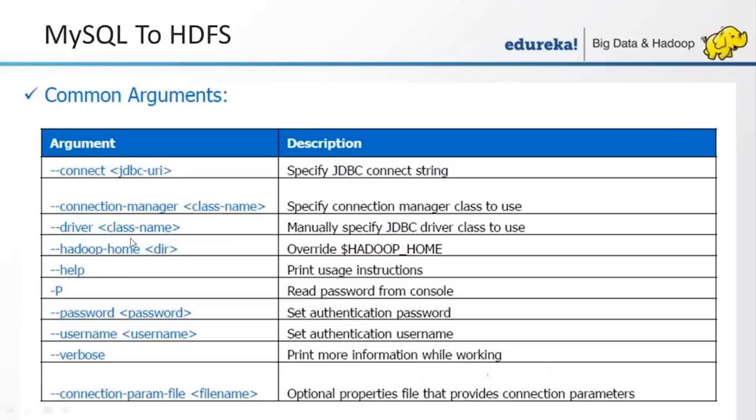Hadoop home: if your Hadoop is installed somewhere else, then you can tell Sqoop through this Hadoop home option that your Hadoop is installed there. If you put help, it will print the usage instruction. Right now, we put the password inside the Sqoop import syntax only. But if you use -P, it will prompt for a password from the console. And then password, username, we have already seen.